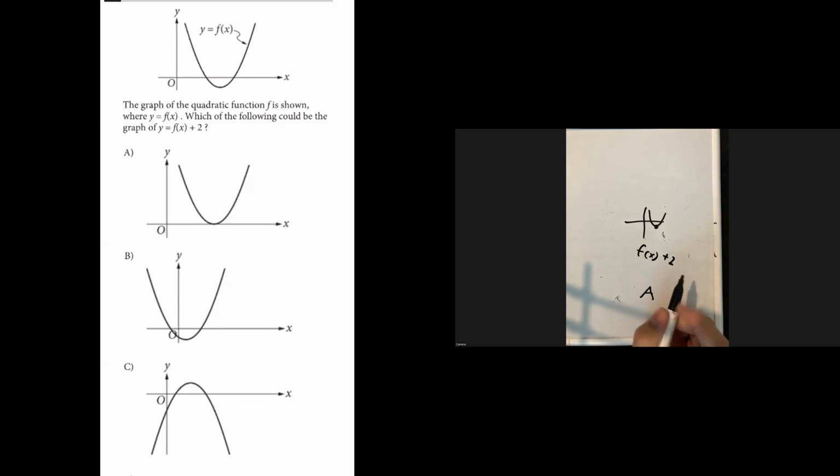But for this one, the plus 2 was outside of the parentheses. So this one, we would just shift the graph up 2, which would just be answer choice A.